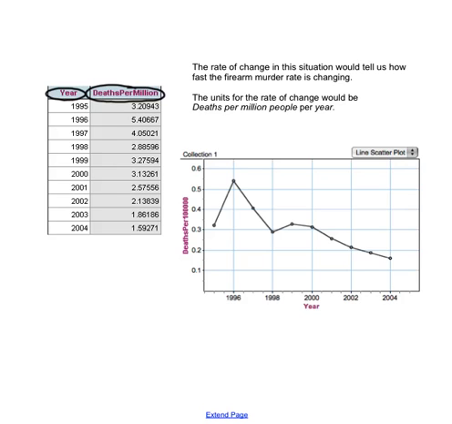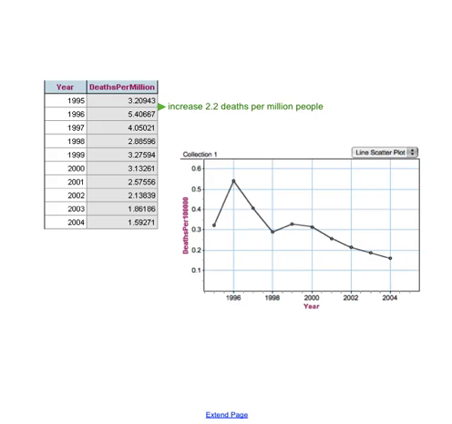Now, if we want to calculate the rate of change in the years 1995 to 1996, we have to look at how much the death rate changed in those 2 years. We can see from the table it increased 2.2 deaths per million people. And we see that it did that in 1 year. If you look at the graph, we can see how much it went up and how much time it took. Those distances on the graph match up with the calculations from the table. As with any rate, we divide, so 2.2 deaths per million people per year.